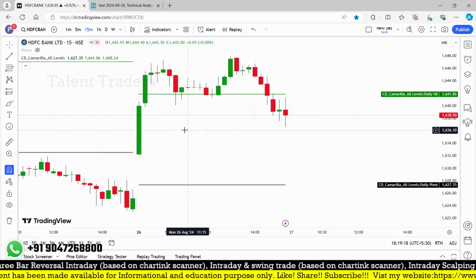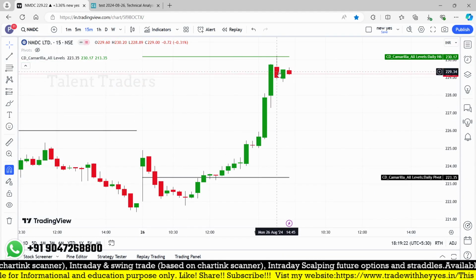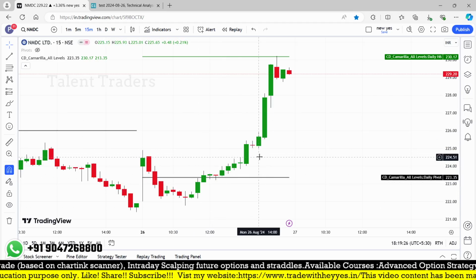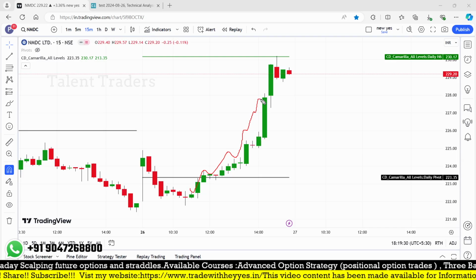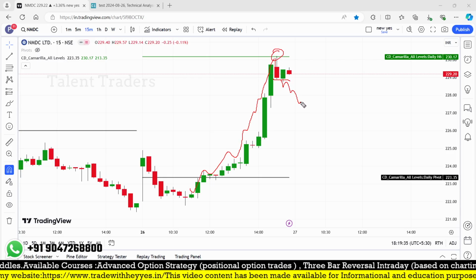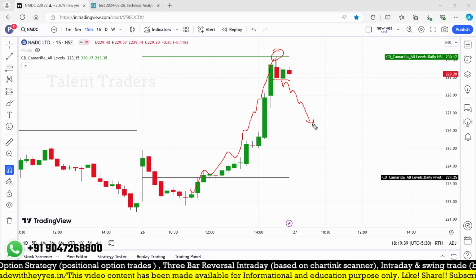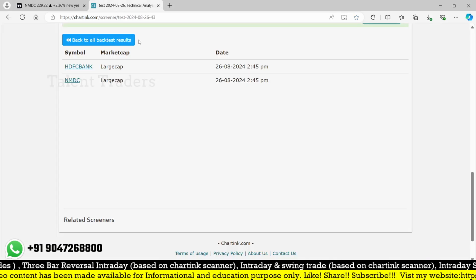But NMDC, let me check for NMDC. That one is right, exactly what I'm looking for. Previously it keeps on rising, but it is happening at closing hours, so we can't use it for intraday. It keeps on rising, and at this point it rejected, and if it breaks below, maybe the chances are for continued downside. This is the exact pattern which we are finding, but HDFC is not forming such a pattern, yet it also came into the scanner.